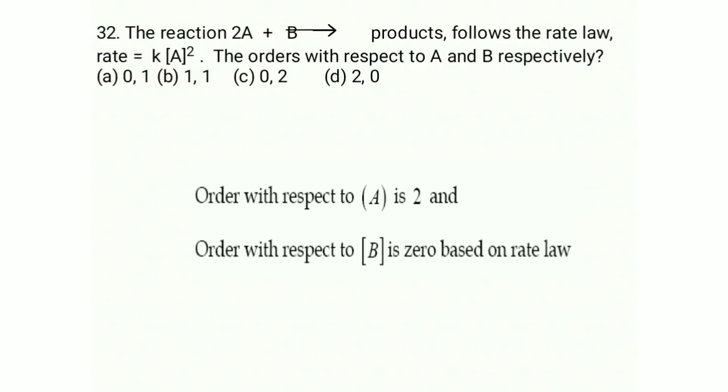32. The reaction 2A plus B gives rise to product and follows the rate law. The rate law is given, the order is asked, a very simple question actually. With respect to A it is 2, with respect to B it is 0. So the answer for this particular question is, remember, D.